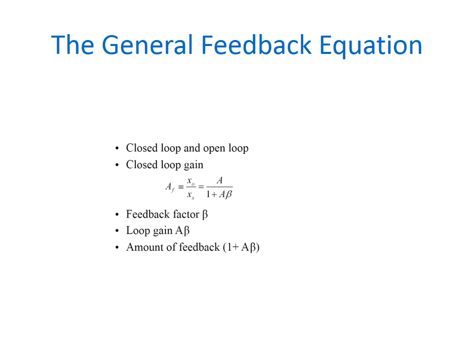So the general feedback equation covers both closed loop and open loop gain. Open loop gain is the gain of the amplifier without any feedback network, whereas the closed loop gain is calculated for the amplifier with the feedback. That can be represented as Af equal to the output signal to the input signal, that is Xo by Xs, which is A divided by 1 plus A beta. Beta is the feedback factor, A is the amplifier gain, and the overall loop gain is the product A beta. The amount of feedback is given by 1 plus A beta.